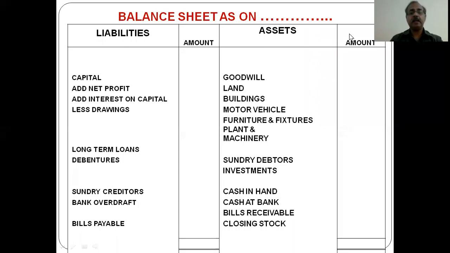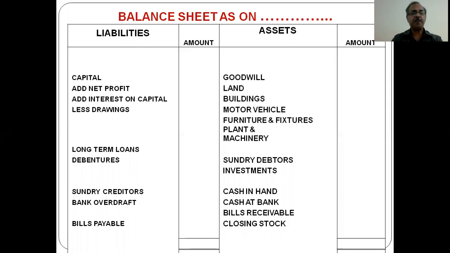The balance sheet title is something different from the income statement title. Whenever we discussed the income statement, we noticed that the title of the trading account is trading account for the year ended or for the year ending. The P&L account is also titled as profit and loss account for the year ended or for the year ending.